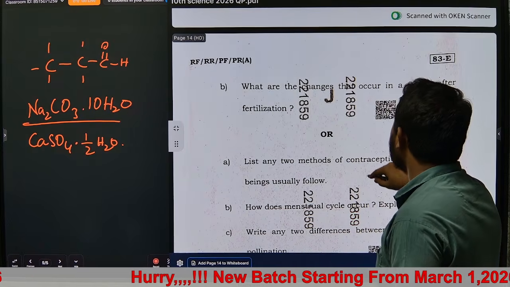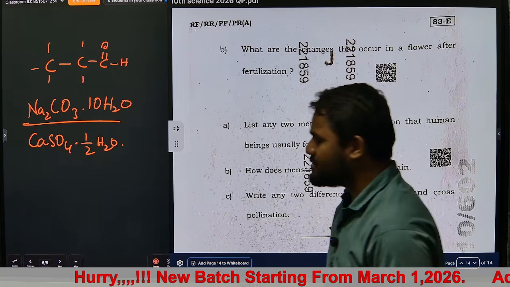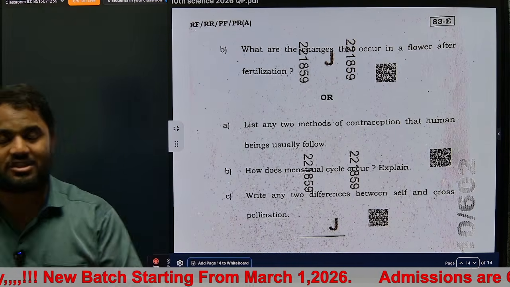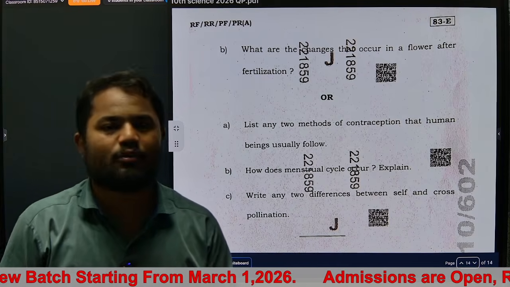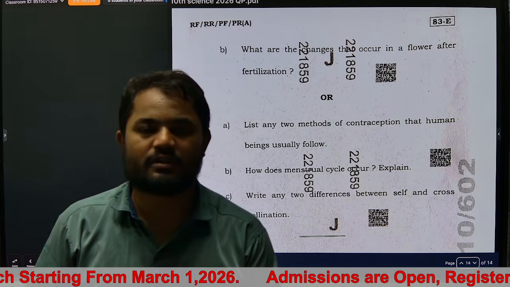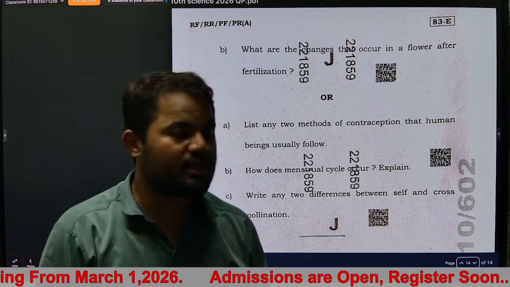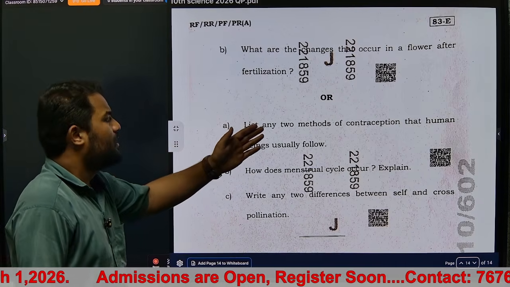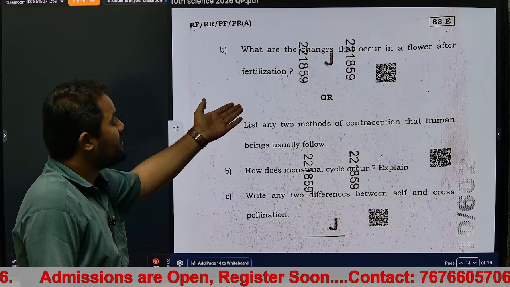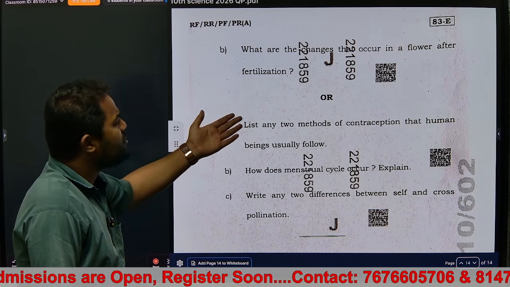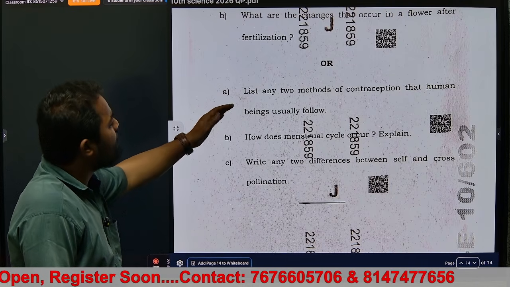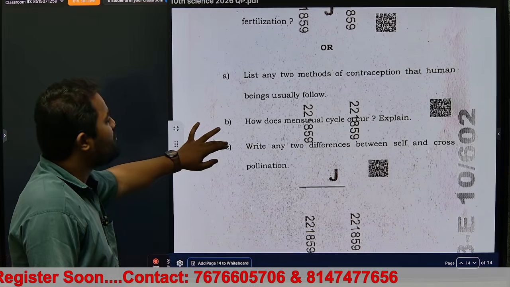What are the changes that occur in a flower after fertilization? What happens after fertilization? The ovary turns into the fruit. The ovules get a thick coating and turn into the seed. The remaining parts, the stamen, that is anther and filament, and the stigma and style, all shrivel and fall off. Next, list any two methods of contraception that human beings usually follow.